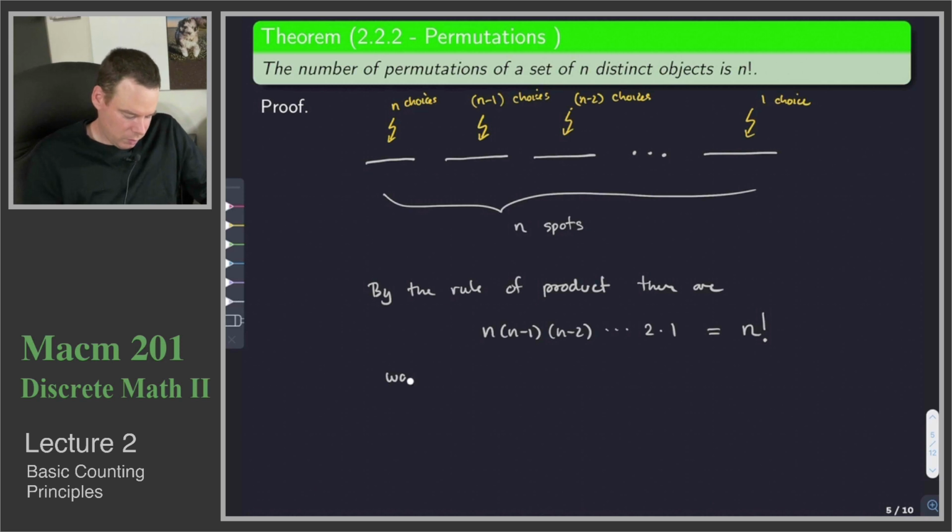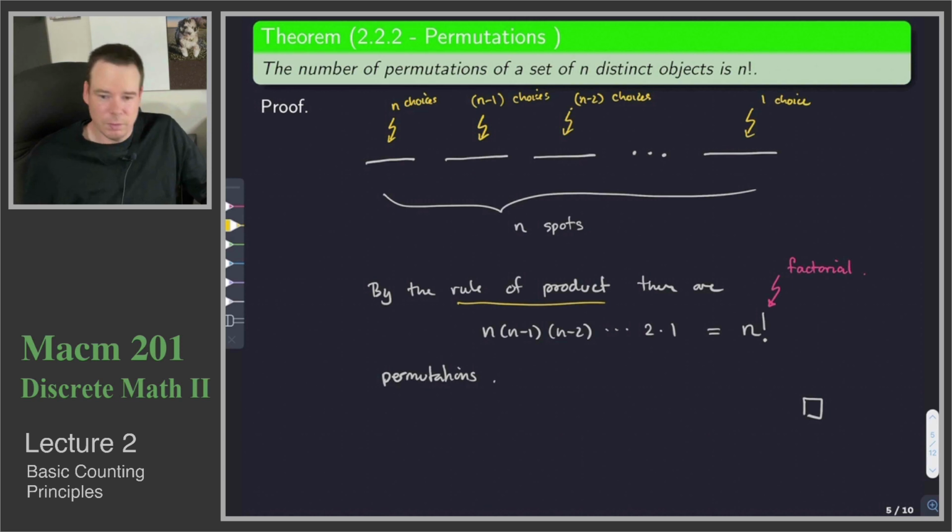Well, maybe I shouldn't even just say ways to fill the slots. There are n factorial permutations, the number of ways to fill those slots. And just to refresh our memory, that exclamation mark is read as factorial. Okay, so again, the fundamental counting principle at play here is the rule of product.